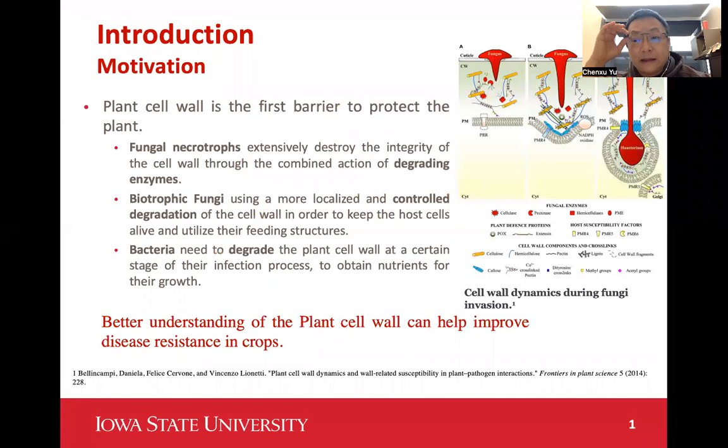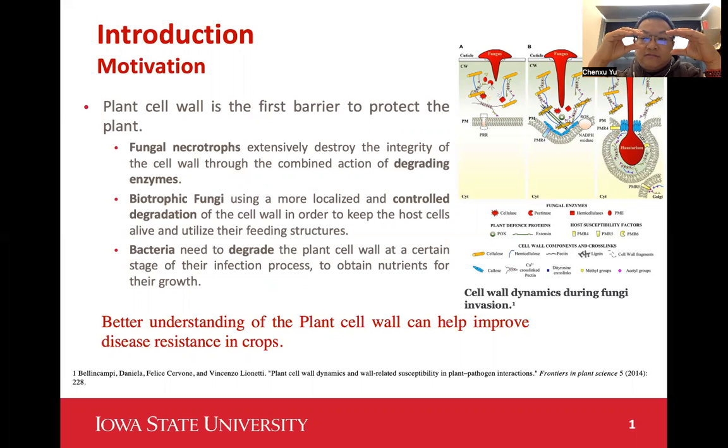Because if we understand it, unfortunately, as of today, we do not 100% understand the cell wall structure of plant cells. By that we mean we know what is in there. We know the different types of polysaccharides, cellulose, hemicellulose, and pectin, that are in the plant cell wall. But what we don't know is how these different polysaccharides are layered or organized together to form the cell wall structure.